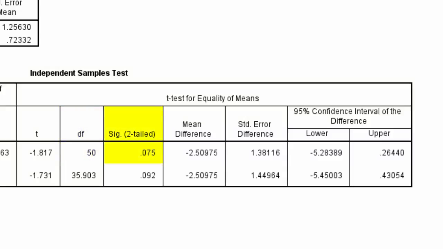The significance of the test is 0.075, which is not less than 0.05. So this tells you what p is equal to. In this case, we would not find a significant difference between the two groups.